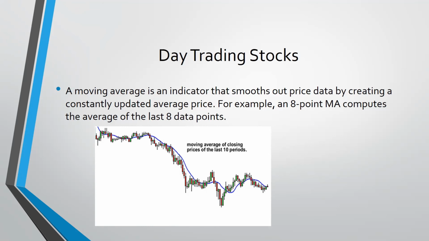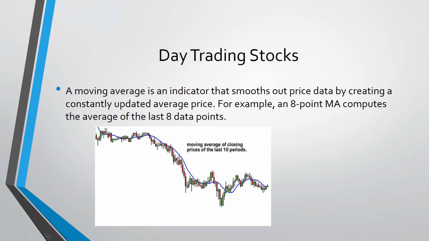A moving average is an indicator that smooths out price data by creating a constantly updated price average. For example, an 8-point moving average computes the average of the last 8 data points. So let's assume that we're looking at the daily chart and we computed an 8-point moving average. Basically, what this tells us is that we created a moving average of the last 8 days. So every data point we see on the moving average shows us the average movement of the price over the last 8 days. Likewise, if we created a 100-point moving average, then this shows us the behavior of the price over the last 100 days.